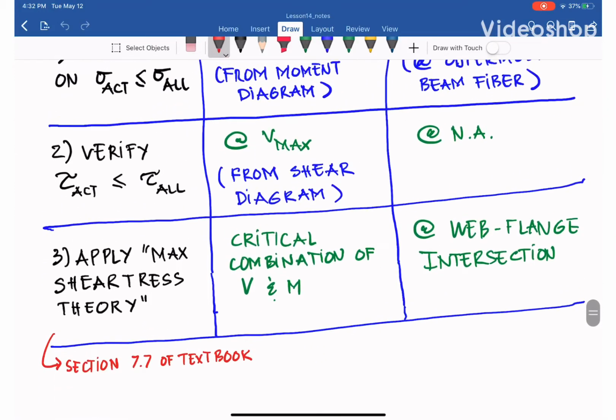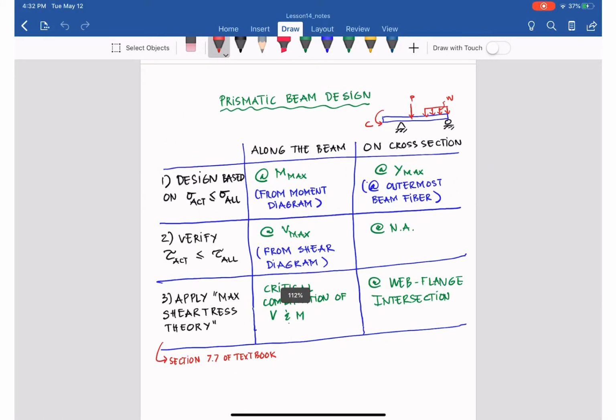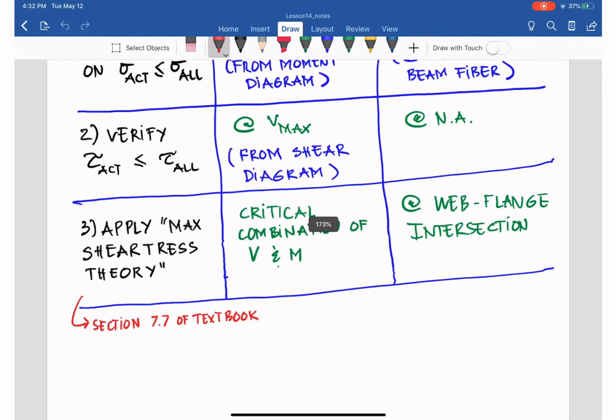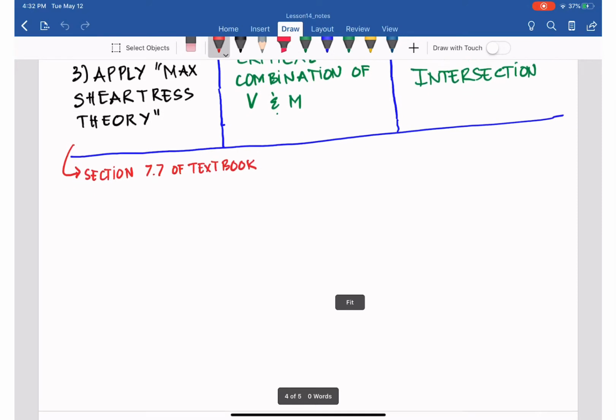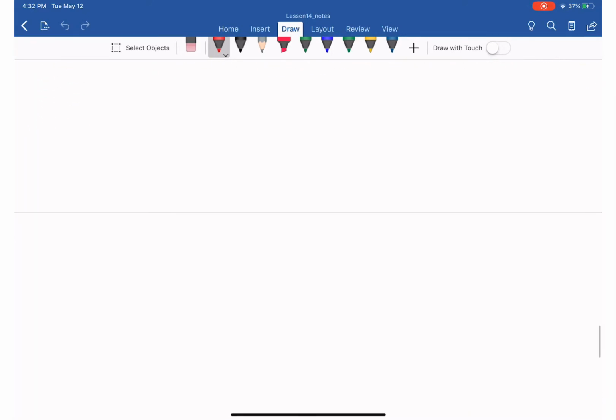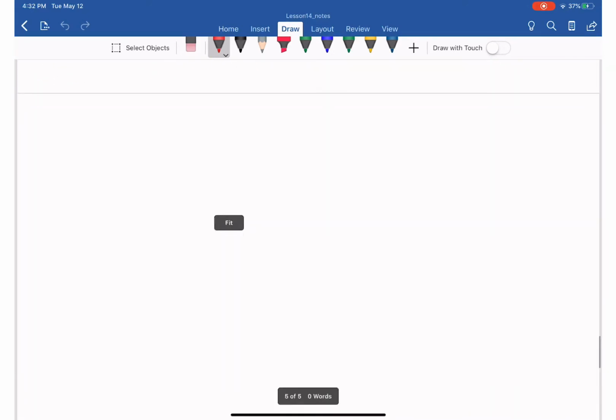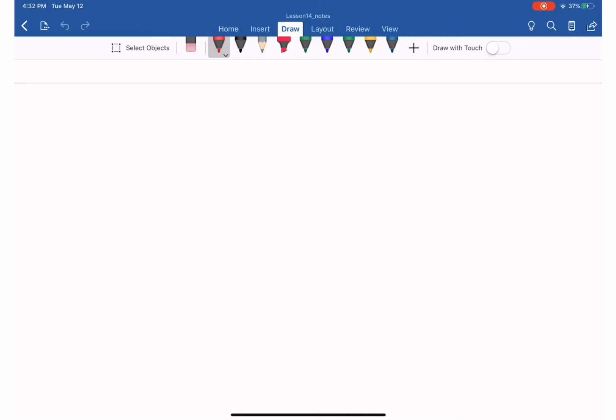Step 3 of prismatic beam design requires the maximum shear stress theory. As I continue with worksheet 14D, we go over applying the failure theory, which is the maximum shear stress theory that we were just talking about.